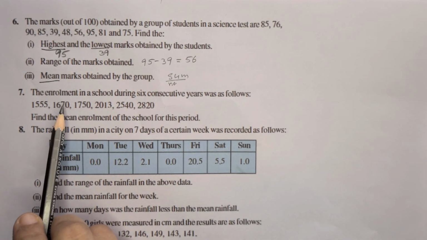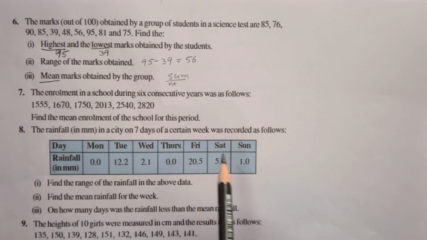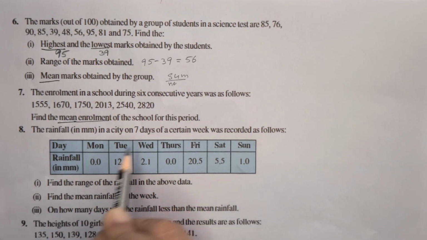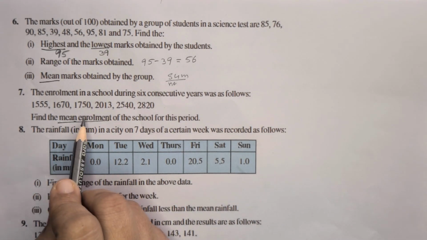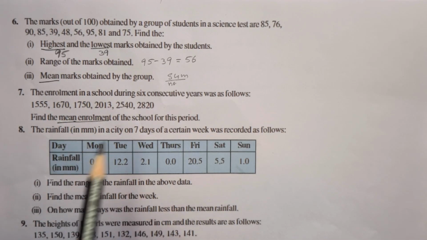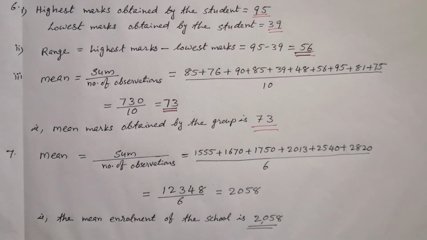Question number 7. The enrollment in a school during 6 consecutive years is as follows. Find the mean enrollment of the school for this period. Mean is equal to sum of the observations divided by number of observations. So sum is coming as 12,348, that divided by 6. So 2058. So the mean enrollment of the school is equal to 2058.